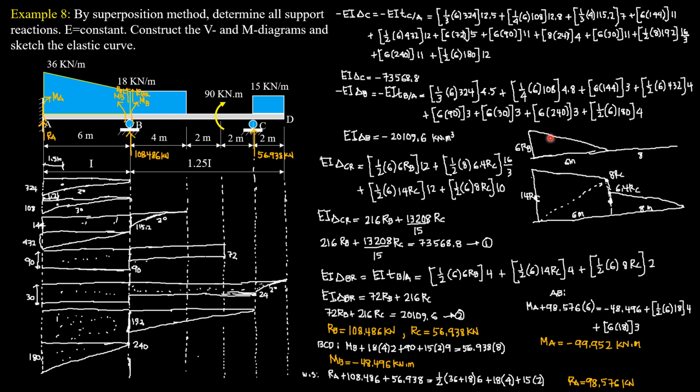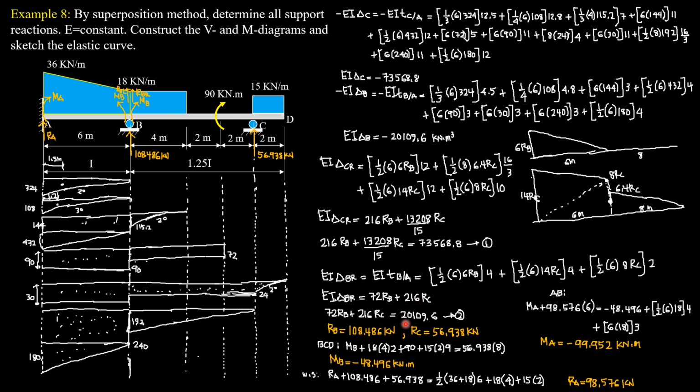EI delta BR, so we only consider moments of areas between A and B with respect to B. So we have 3 areas to consider. All are triangles. For the first triangle, 1 half of 6 RB times 2/3 of 6, 4. Then for this area, 1 half of 6, 14 RC, 2/3 of 6, 4 again. Then finally, for the moment of this area with respect to B, 1 half of 6, 8 R sub C, then 1/3 of 6, 2. Combining like terms, EI delta BR is 72 RB plus 216 R sub C. Therefore, we can formulate the second equation, 72 RB plus 216 RC is equal to this value to the right, 20,109.6.